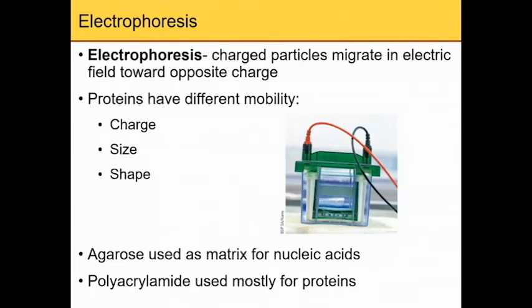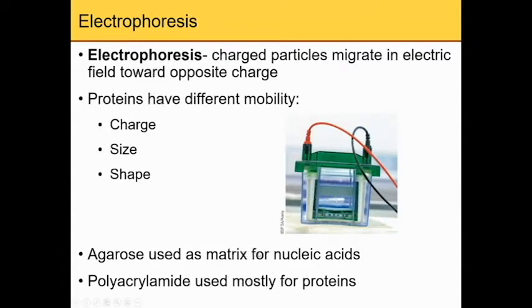So we run the electrophoresis. This is a typical setup for SDS-PAGE gel, all right? Because proteins have different charge, different size, and different shape, they will have different mobility. So we can use electrophoresis to evaluate the protein quality, quantity, and size.